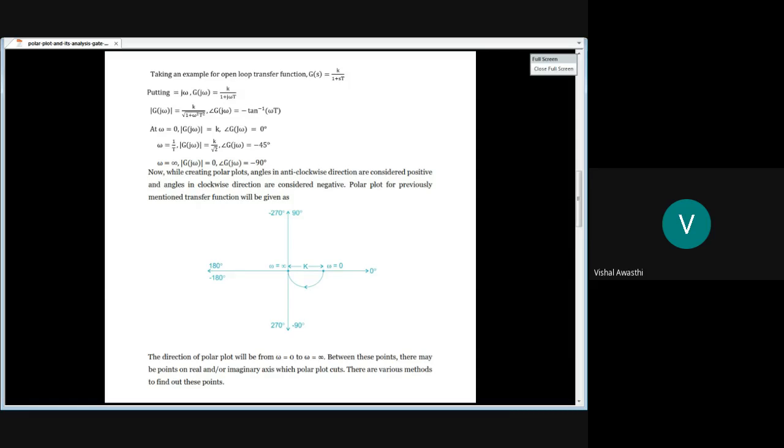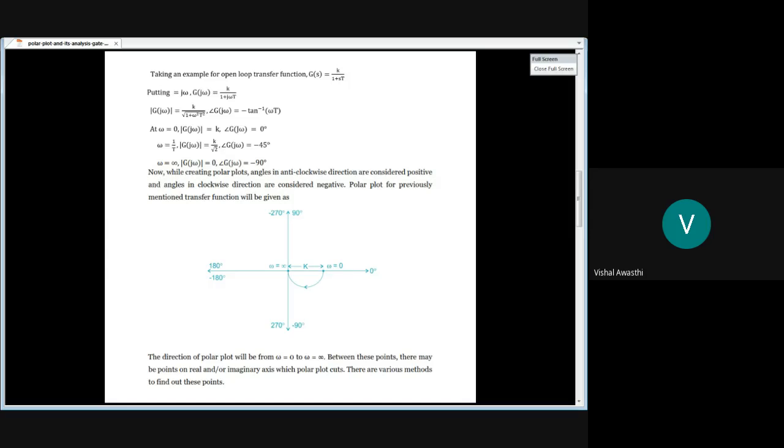And the last one is omega is equal to infinity. This is the final frequency. So the overall magnitude becomes k upon infinity, because omega is infinity. So k upon infinity is 0. Angle is minus tan inverse infinity, which is equal to minus 90 degree.